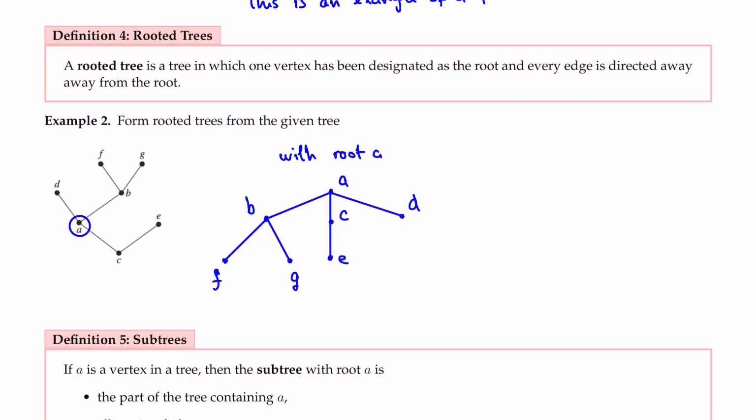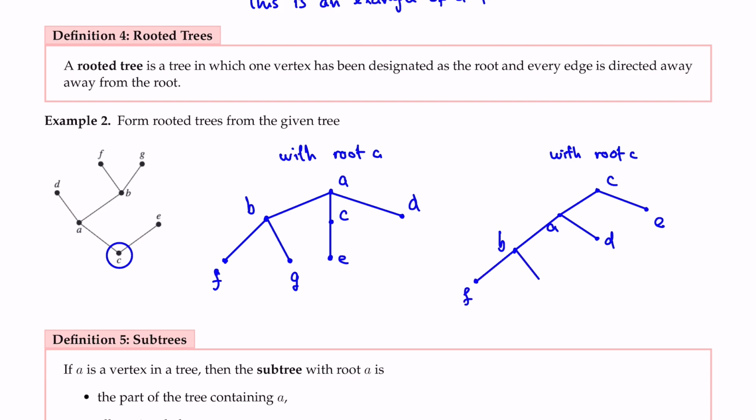Now you can form another tree with root C if you want to. That means you start with C here, and all the edges are directed away from C. There are two edges directed away from C: one connects C with A and one connects C with E. For A, you have one edge going to B and one edge going to D. From B, you have one edge going to F and one edge going to G. So I have another tree, but in this case with root C.